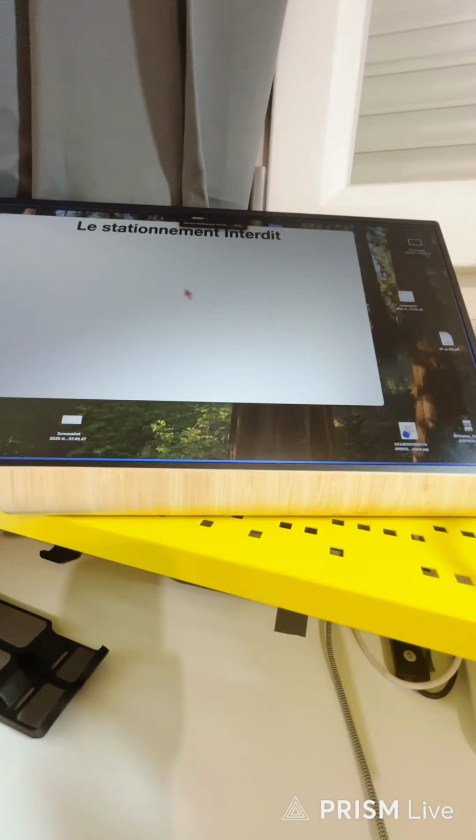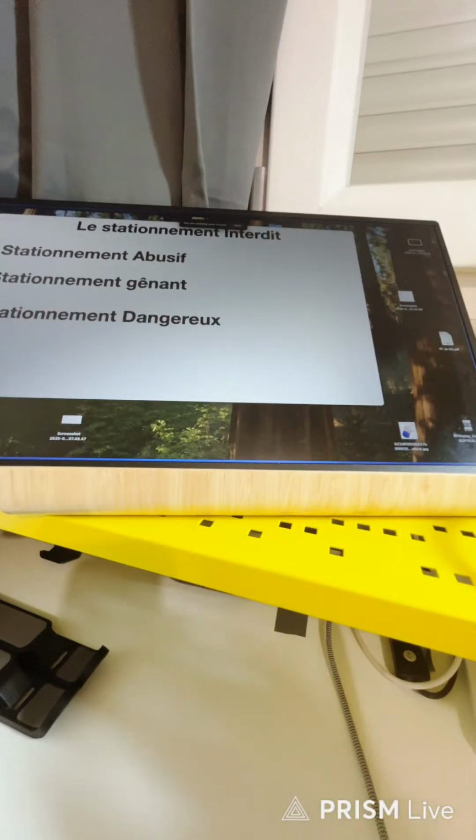Okay, so let's continue. We want to talk about different types of parking that is interdit in France. We have stationnement abusive, stationnement gênant, stationnement dangereux, tolérance, and dérogation. We also even have stationnement très gênant. So we are going to mention them.